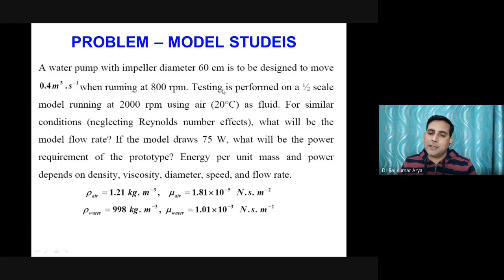Now you want a testing. Testing is performed on half scale, meaning whatever dimensions you have for this, the model dimensions are half. That's what is called half scale. Model running at 2000 RPM. It is being tested for air. So air is taken as the fluid for testing at 20 degrees Celsius, for similar conditions, neglecting the Reynolds number effect. They already gave in the question: neglecting the Reynolds number effect.